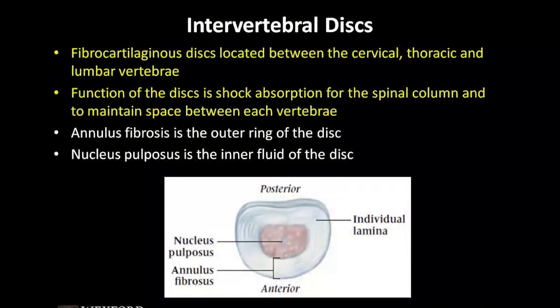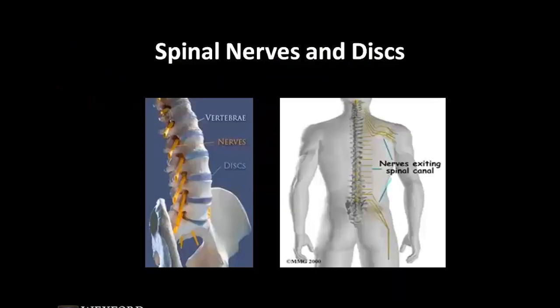Let's review some basic spinal anatomy before focusing on the topic of a herniated lumbar disc. Intervertebral discs are fibrocartilaginous discs located between the cervical, thoracic, and lumbar vertebrae. Their function is shock absorption for the spinal column and to maintain space between each vertebrae. The spinal nerves are an extension of the spinal cord and exit between each vertebrae.